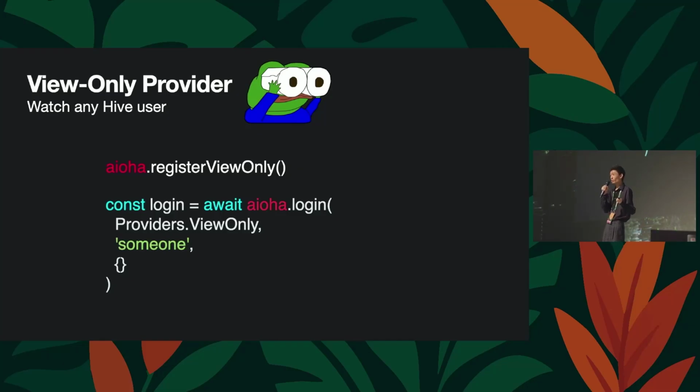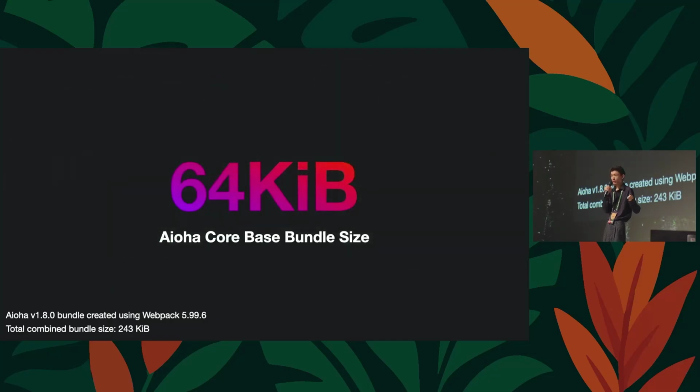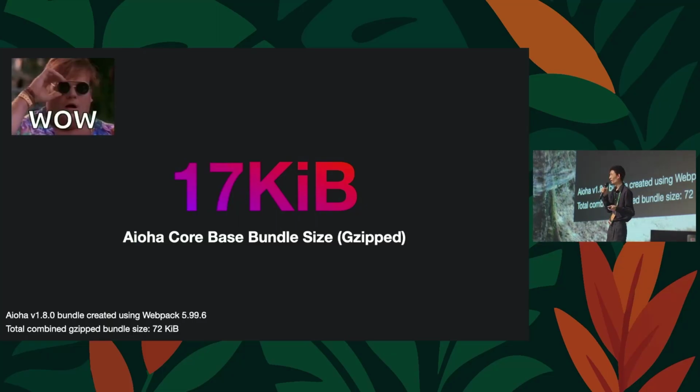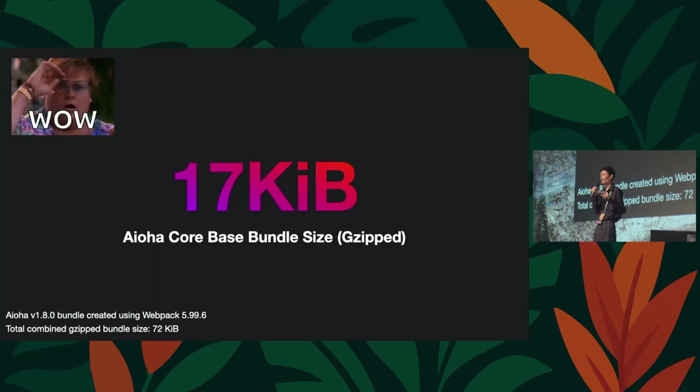With all these features, you might think that the bundle size is going to be really big, right? Well, we have spent plenty of time and effort to optimize the bundle size, and the Aioha core bundle size is 64 kilobytes, as well as 17 kilobytes compressed. This ensures that your Hive apps load blazingly fast, to ensure fast loading speeds on your sites.